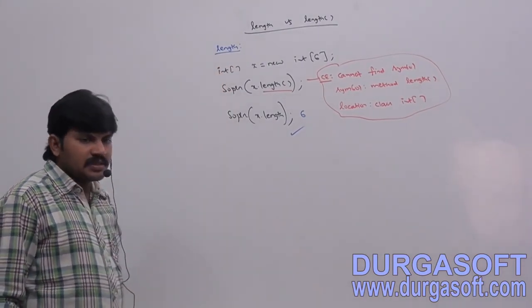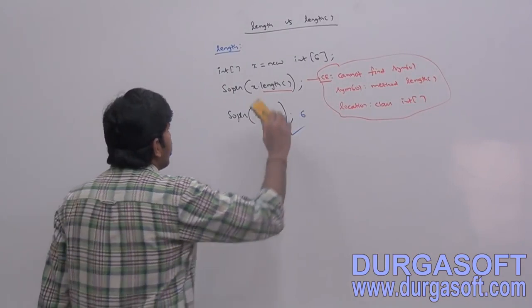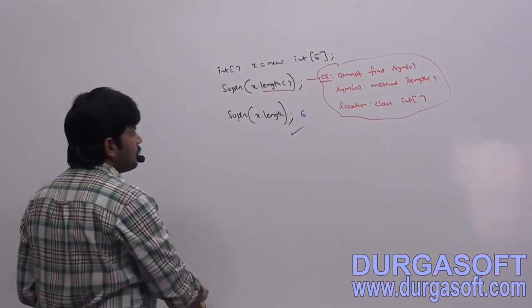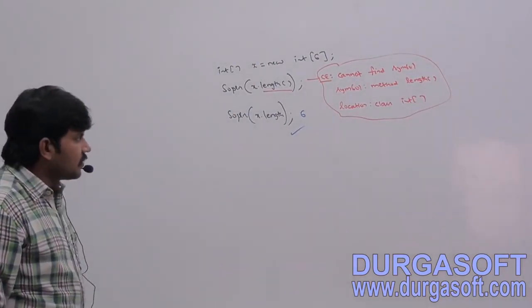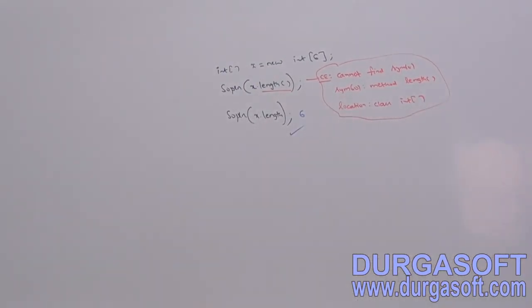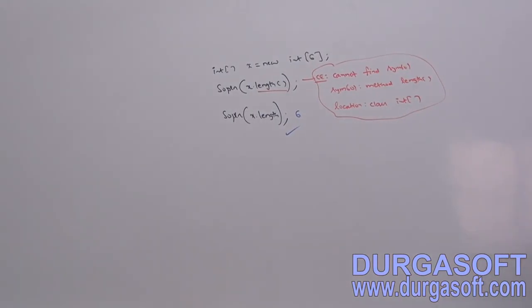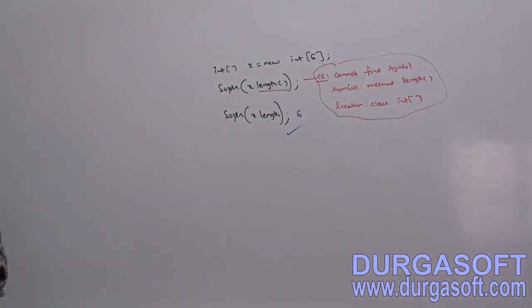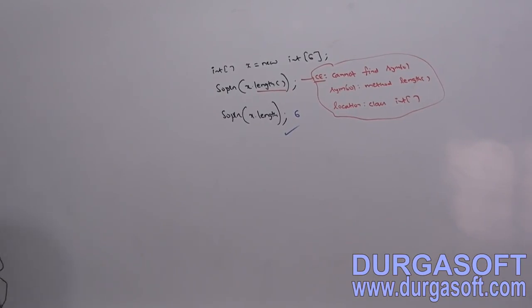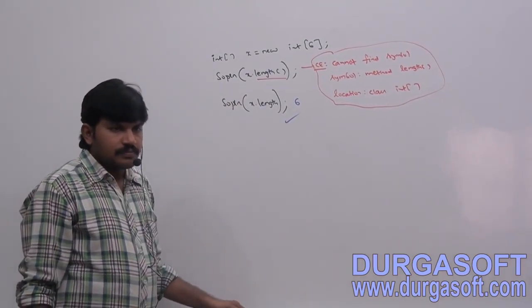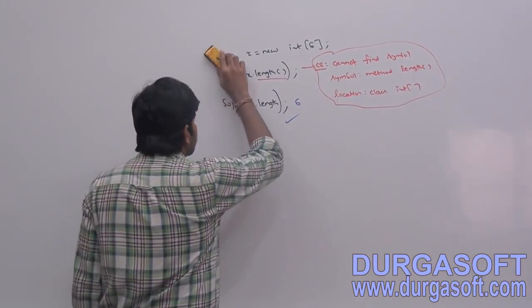Okay, take an example. int array x is equal to new int array of 6. SOP of x.length. Compile time error. Next, x.length variable: x.length itself is 6. Completed, right? x.length is 6. So I hope the terminology is clear for you. Next one.